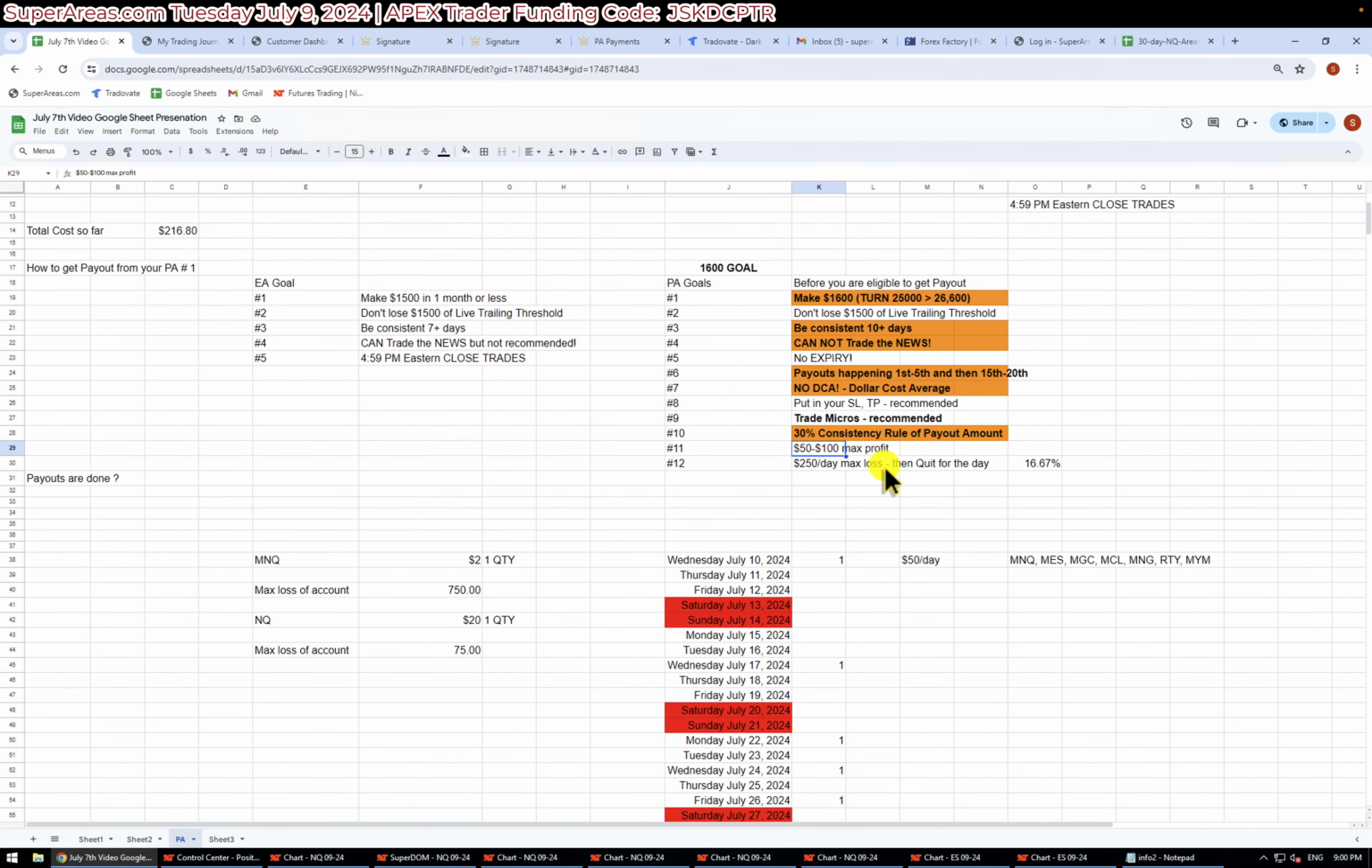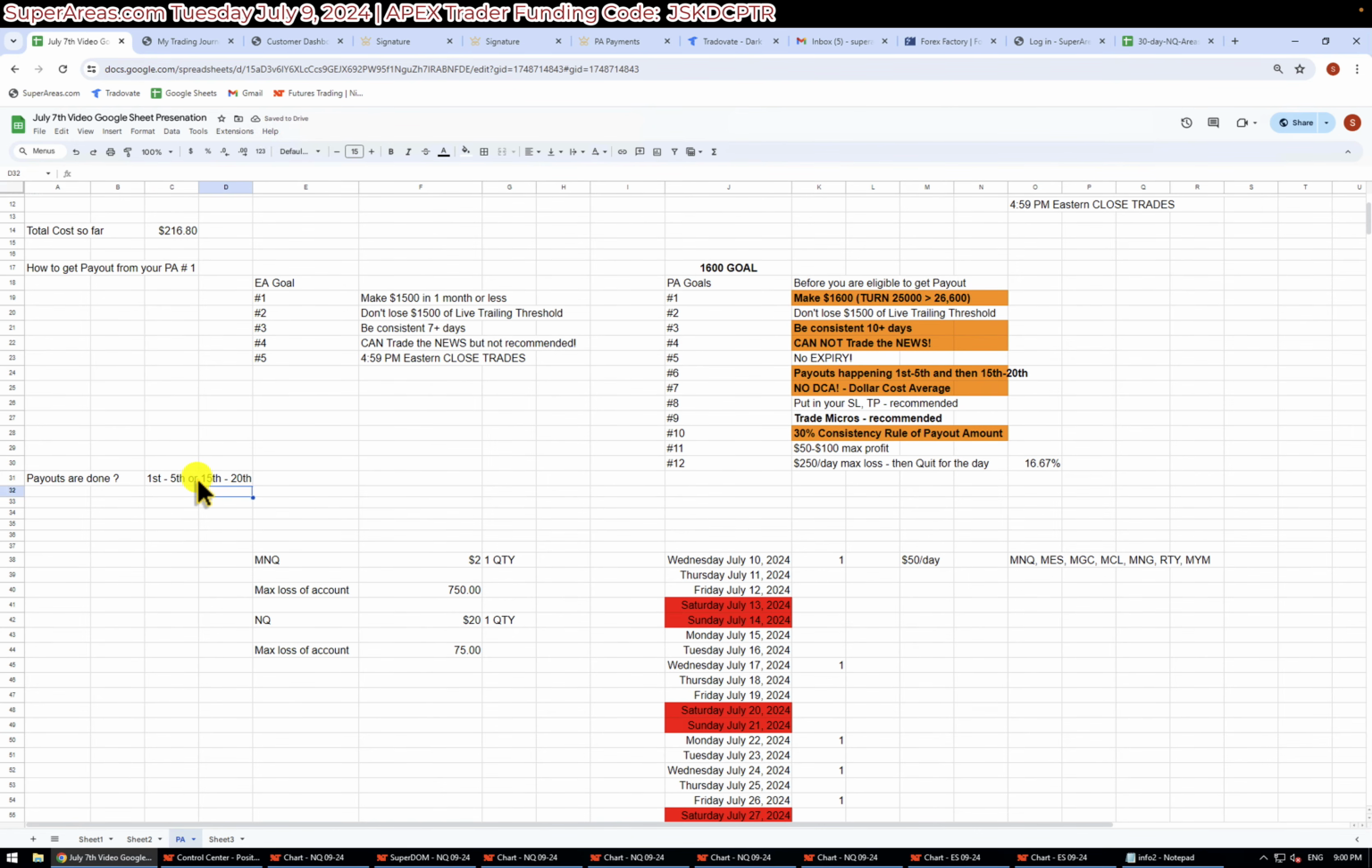Now let's look at how the payouts are done. Payouts are done from the 1st to the 5th of the month, and they may change anytime. It depends, or the 15th to the 20th. So you can technically get 2 payouts every month.